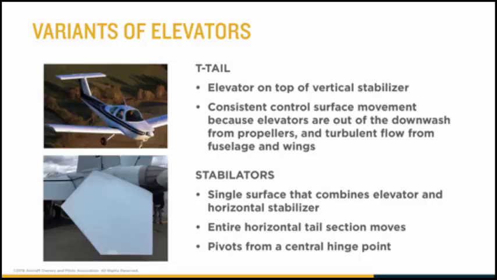A stabilator is a single-piece control surface that combines the functions of the horizontal stabilizer and elevator into one movable surface, hence the name stabilator. Stabilizer and elevator put together. So a stabilator can be considered a one-piece horizontal stabilizer that pivots from a central hinge point, making it very sensitive to control inputs and aerodynamic loads. The widespread Piper Cherokee, which I believe a couple of you practiced on, is an example of one that uses a stabilator.